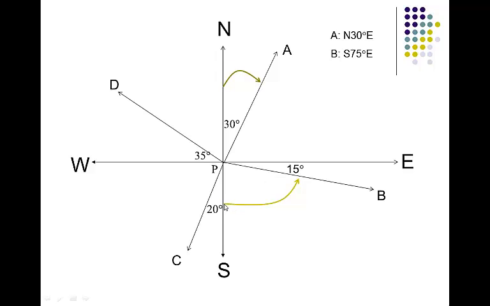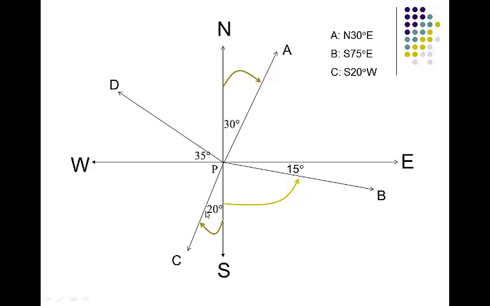Now here we want the angle from the south line over to vector B. And you notice we only gave you the 15-degree angle between the east line, due east, and vector B. And so we had to subtract that from 90. And so we'd say south 75 degrees to the east.